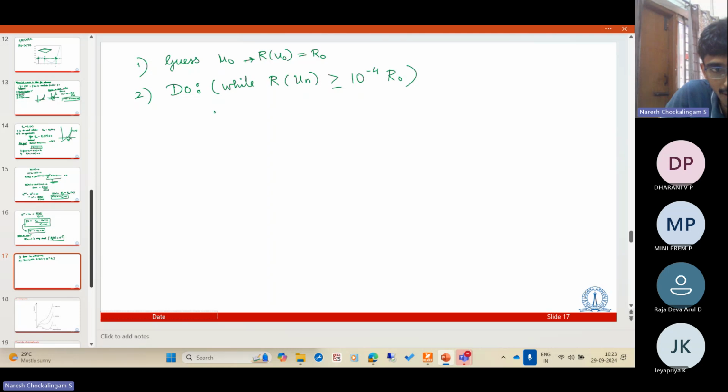So what should we do inside? First step inside this is find r of un. Second step is find what else we need for the Newton-Raphson.